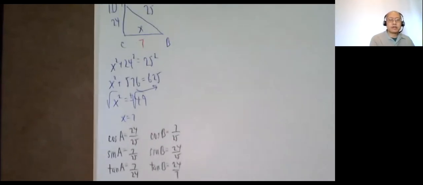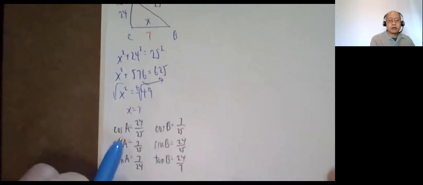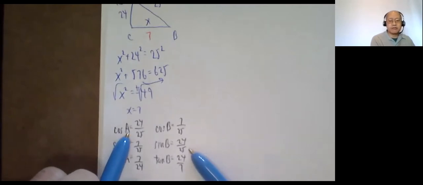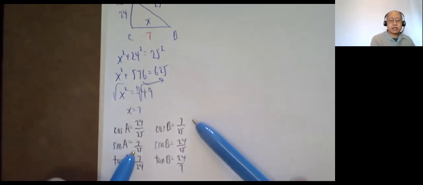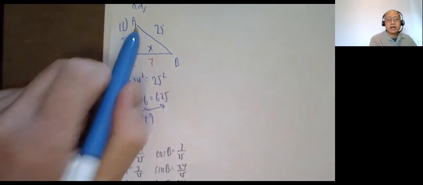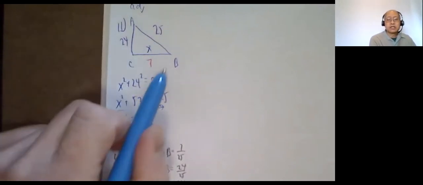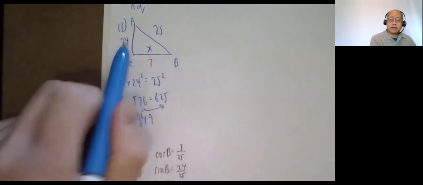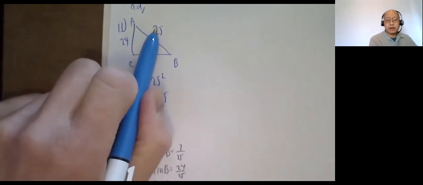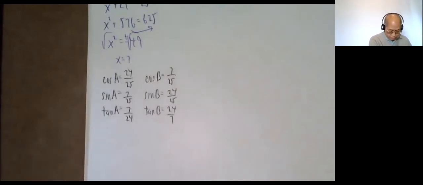Okay, as I mentioned before, this will always be true for the two complementary angles A and B. The cosine of A is the same as the sine of B, and likewise the sine of A is the cosine of B. And that actually makes sense, because the cosine of A is adjacent over hypotenuse, 24 over 25. Sine of B is opposite, that's still 24, and the hypotenuse is still 25. So that obviously makes perfectly good sense.